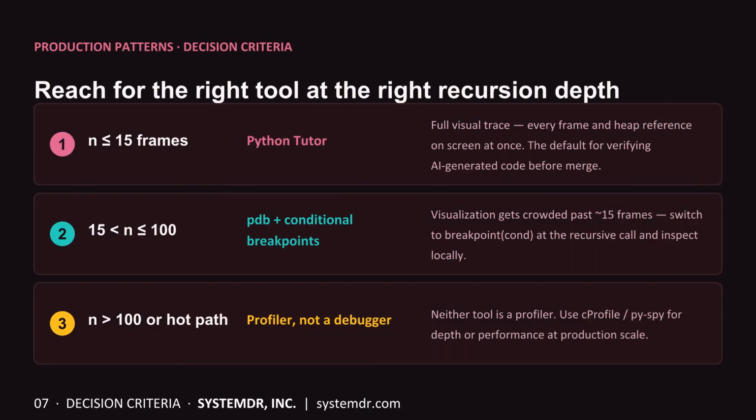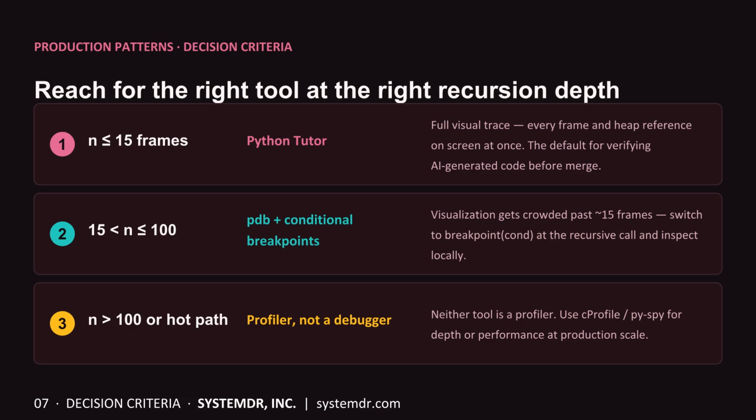This slide is the practical cheat sheet, the one worth screenshotting. For recursion depth up to roughly 15 frames, Python Tutor is the default. The full trace fits on screen without getting crowded, and that covers the large majority of AI-generated recursive functions you'll ever review, since review usually happens on small representative inputs anyway.